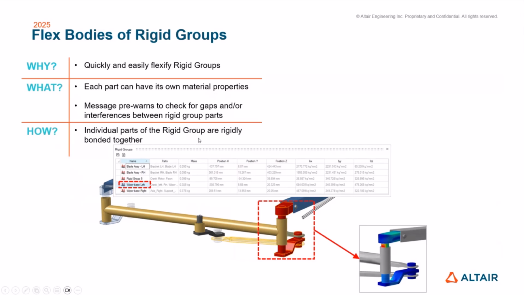In 2025, we now also support rigid or flexible bodies of rigid groups. So you simply click on the part and say make flexible. If it's a rigid group, it will highlight all the parts in the rigid group.